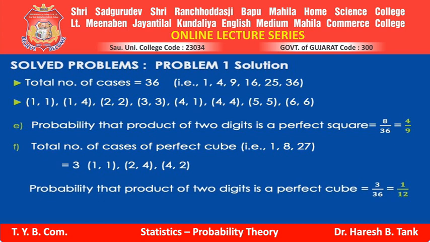Next question is total number of cases of perfect cube. Perfect cube means it is 1, 8, 27, right? When can one get this 1, 8 and 27? How many different ways? If it is 1 1, 2 4 and 4 2, one can get a perfect cube. So there are 3 cases. So number of favorable cases becomes 3 divided by exhaustive cases 36. Simplifying it, it comes to 1 upon 12, and that is the desired probability.